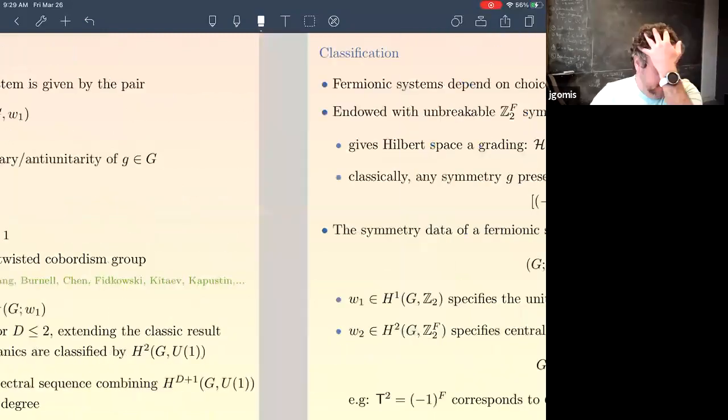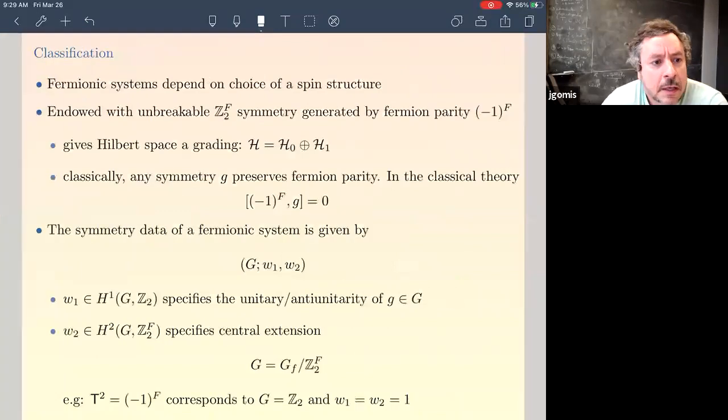This will be the main thing that I will care about in this talk. The first thing to say about fermionic systems is that these are systems that depend on the choice of a spin structure on your manifold, like, for example, a fermion. Now, let me tell you some things that come attached to the hip with a fermionic system. They are endowed with an unbreakable Z2 symmetry that's generated by fermion parity. And this symmetry gives the Hilbert space a particular grading. Essentially, the Hilbert space is a graded Hilbert space, which contains a bosonic factor and a fermionic factor.